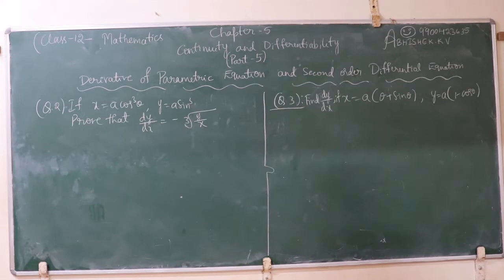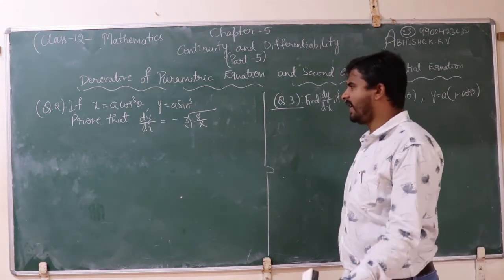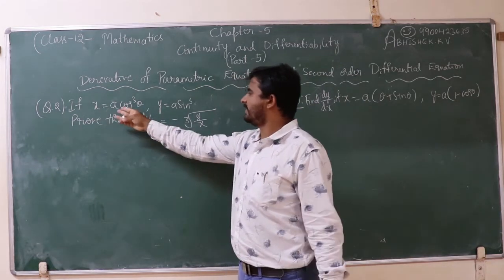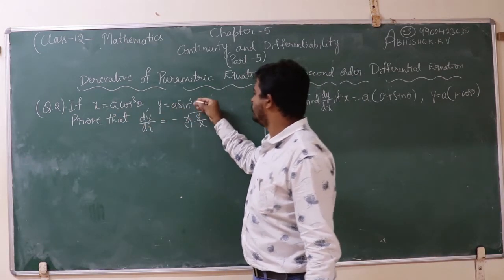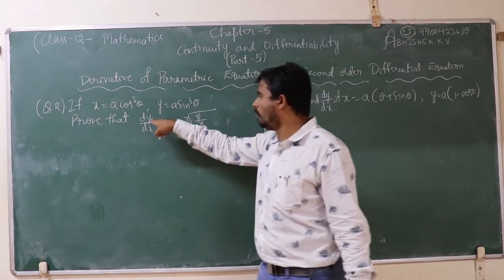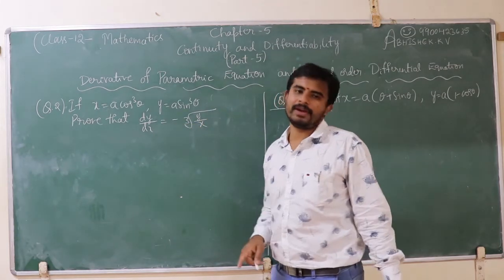Yes, let us move on to the next type of problem in the derivative of parametric equations. Again, they have given the two equations x and y: x as a cos cube theta and y as a sin cube theta. We need to prove dy by dx is equal to minus cube root of y by x.